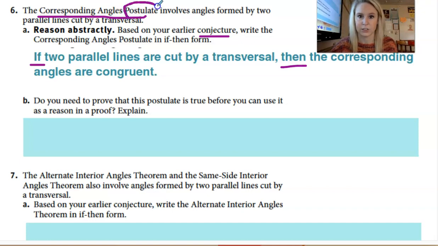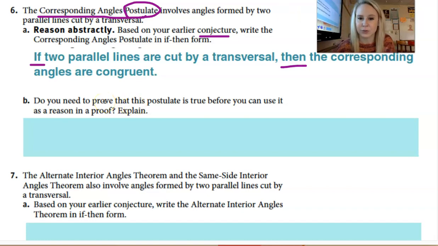We're going to assume it to be true because we just did a ton of examples and they all worked out. So the corresponding angles postulate is: if 2 parallel lines are cut by a transversal, then the corresponding angles are congruent. If you need to press pause to write that down, go for it.